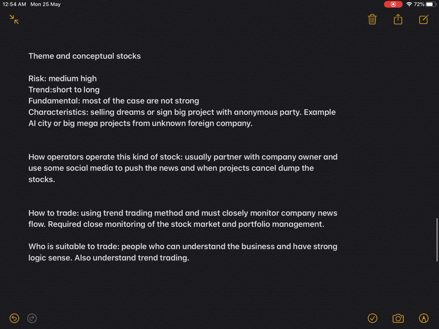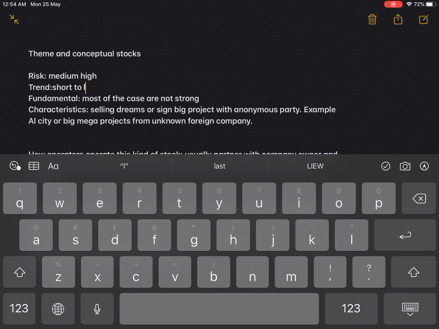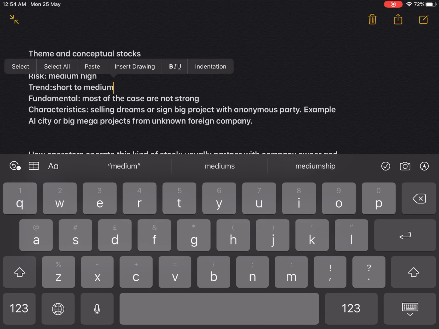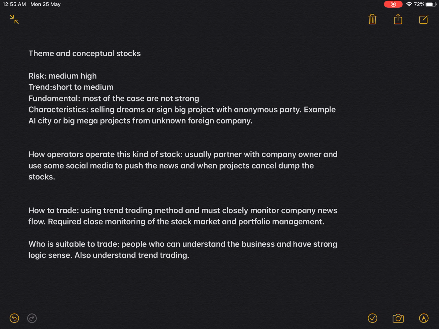Okay. Second, theme and conceptual stocks. What do you mean by conceptual stocks? Okay, I'll go through one by one first. The risk is medium to high, and the trend is short to medium. It's not long, medium. Usually around weeks to months, and the fundamental, in most of the cases, is not strong.